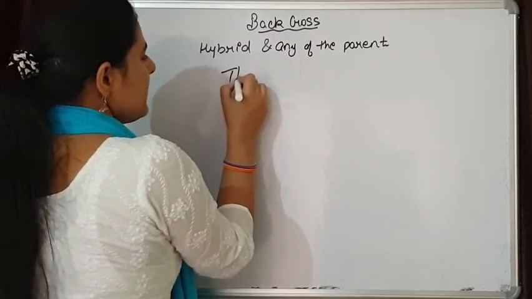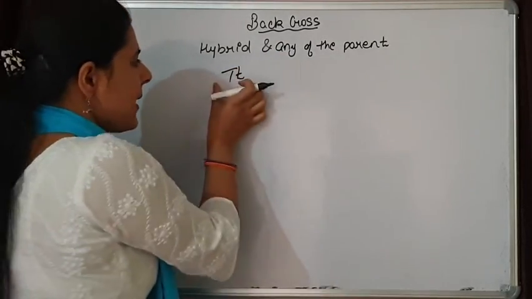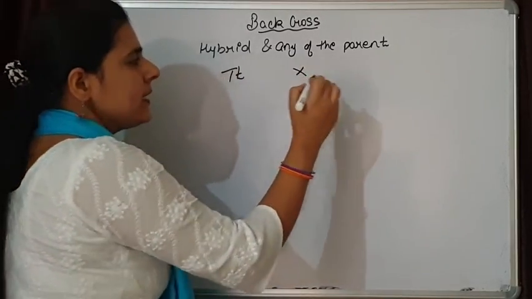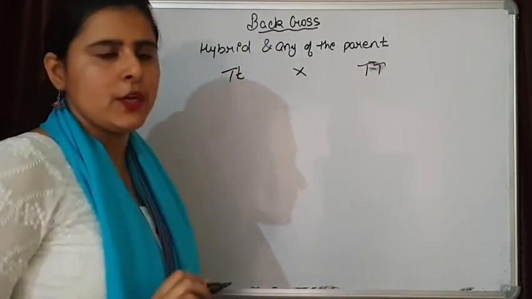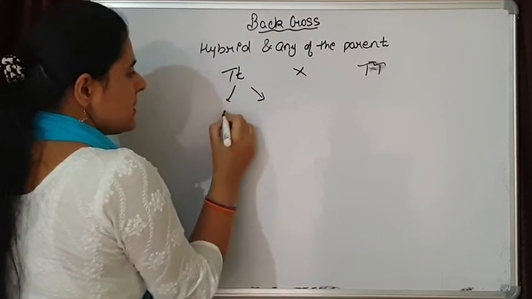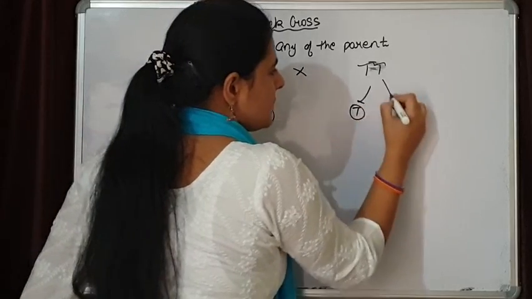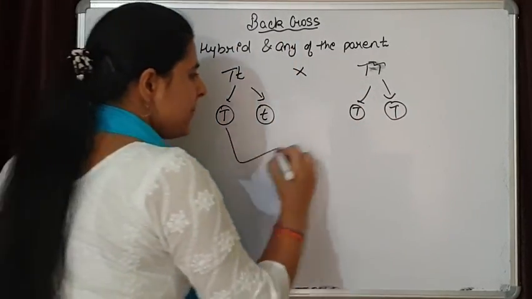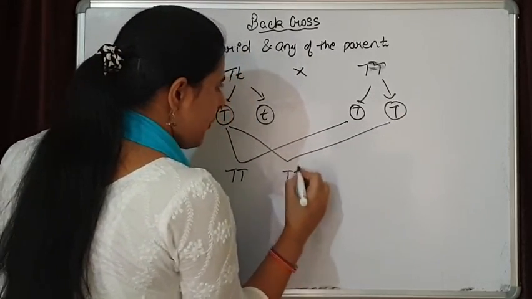Suppose again I am taking tall height and dwarf height of the plant. So this is the hybrid that we get in our F1 generation, and first I am crossing it with the dominant parent, the pure line dominant parent. If this cross takes place, what are the possible outcomes? These are the gametes that are going to be formed, and by the combination of these gametes we are going to get these types of plants.